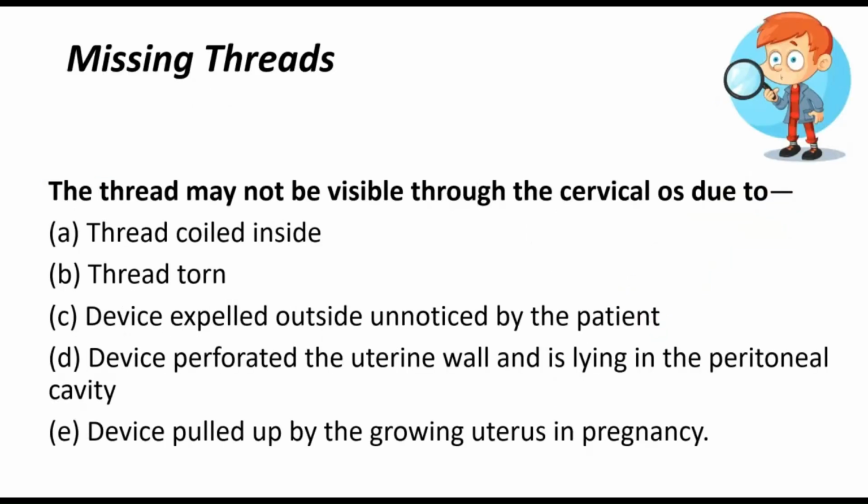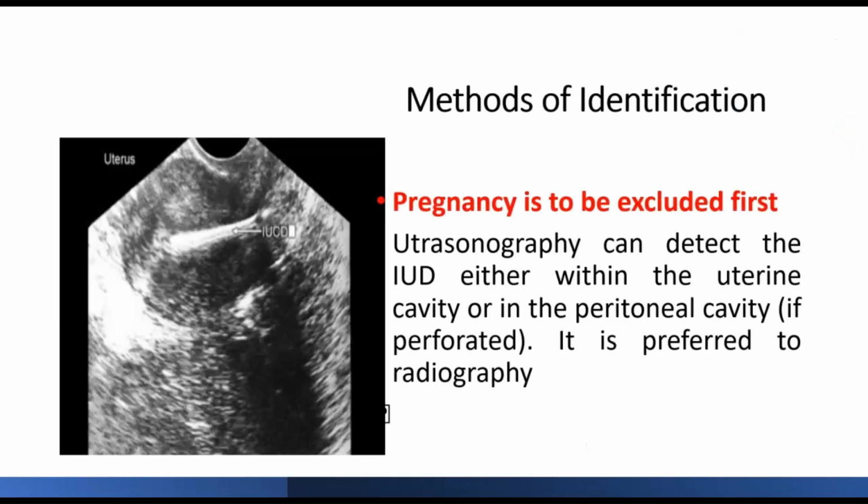So when the thread is not visible, there can be multiple reasons. Either the thread may be coiled inside of the uterus, or the thread may be torn, or the device is expelled outside which is being unnoticed by the patient, or the device has perforated the uterine wall and it is lying in the peritoneal cavity, or if there is a pregnancy, the device may be pulled up by the growing uterus in pregnancy. These are the possible causes of a missing thread when the female is not able to locate the thread.